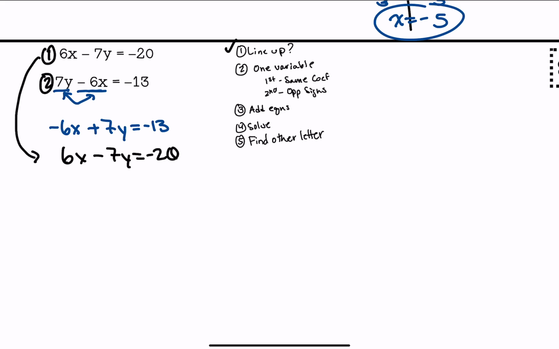Let's double check. It has to have the same coefficient and opposite signs. So one of our letters does have the same coefficient and opposite signs. 6x does. But wait, so does this guy. I wonder what's going to happen. So step number 2 is good. Now we're going to add the equations.